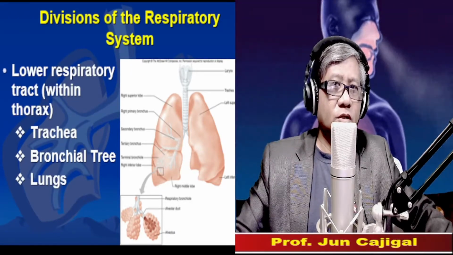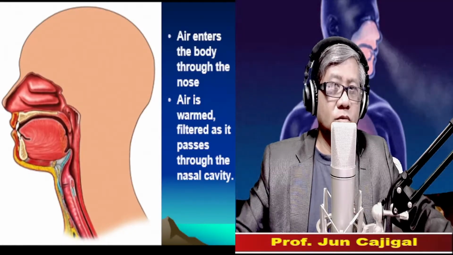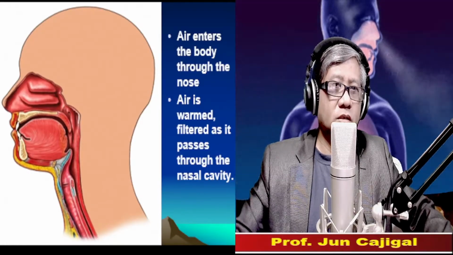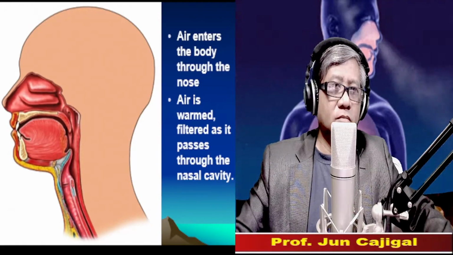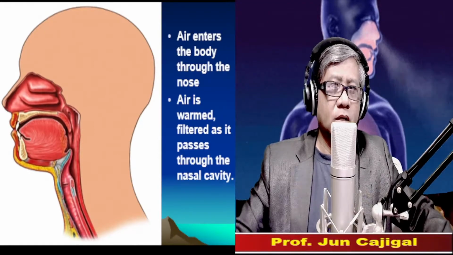So at this point, let us now trace the passage of air along the respiratory tract. The air enters the body through the nose and eventually reaches the nasal cavity. The air is warmed, moistened, and filtered as it passes through the nasal cavity. The air must be warmed and moistened in order to facilitate the diffusion of gases in the alveoli, as I will explain later. And the air must be filtered of unwanted dust particles and other foreign materials that may enter the respiratory tract.